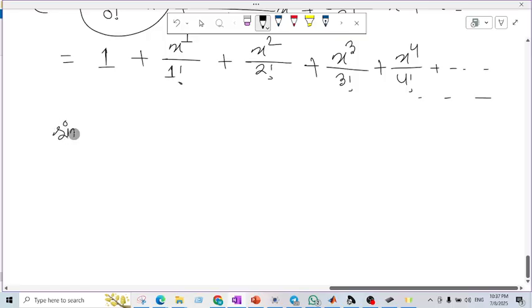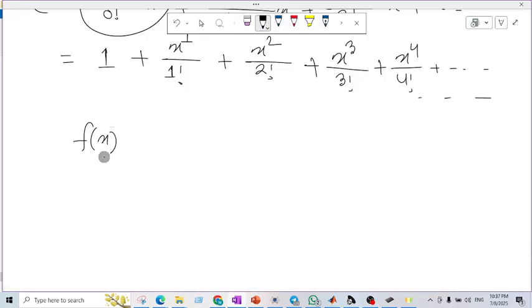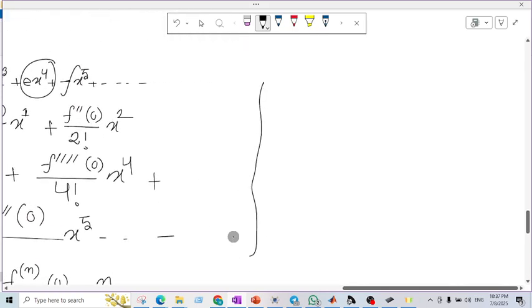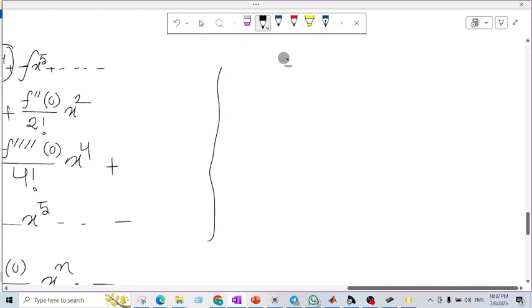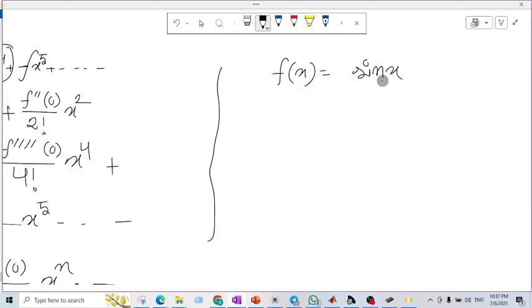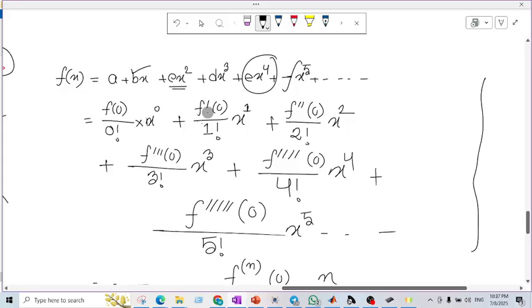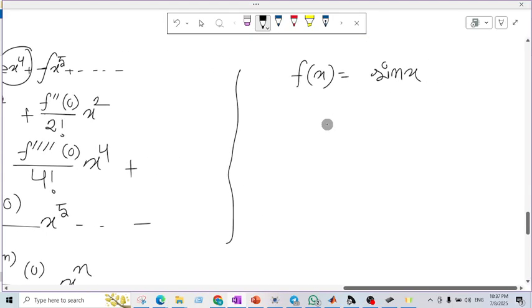Okay, let's see what is the value of sin x. Let's take f of x is equal to sin x. To find the series of sin x, you first need f of 0, then f prime 0, f prime prime. That means you have to differentiate this function.